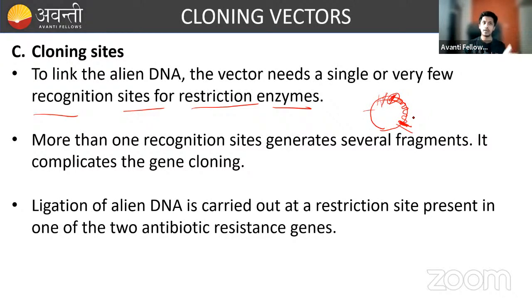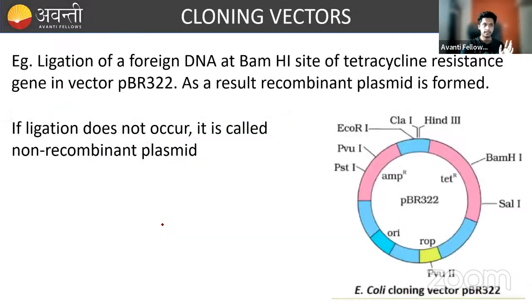Understood? So once we recognize the cloning site, we use the specific restriction enzyme and we insert our DNA, and the insertion of DNA happens through ligation, correct? We provide ligase, an enzyme, where our alien DNA is carried to this restriction site or cloning site, and then it will be stuck together. I mean, it will be attached at the position where we wanted it to be present. Understood? So these are cloning sites.